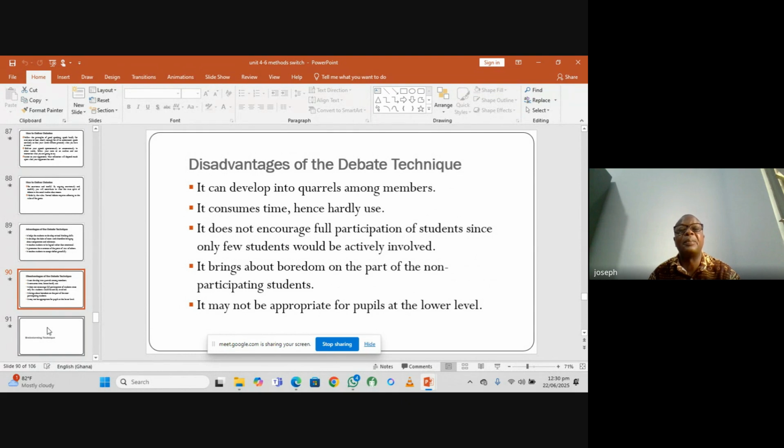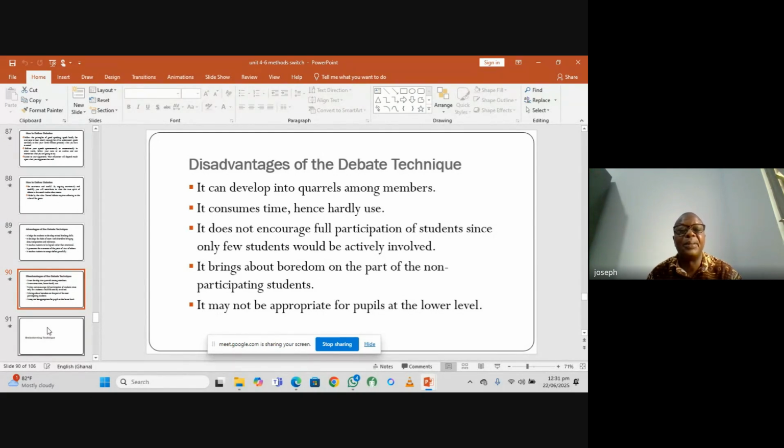Disadvantages: it can develop into quarrel among members if they don't exhibit sportsmanship. It consumes a lot of time. Hence, teachers find it difficult to use in the teaching and learning process. It does not encourage full participation of students because it's not all of them who will be on stage to speak. So when the actual time for the debating is only limited to the few speakers, it brings about boredom on the part of those who are not speaking, the audience.